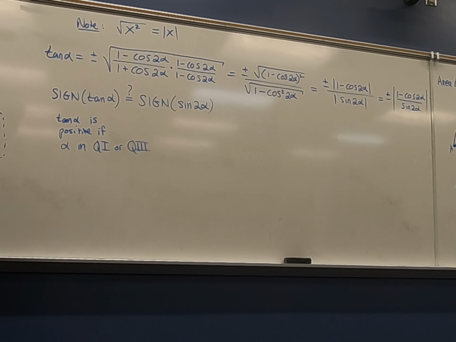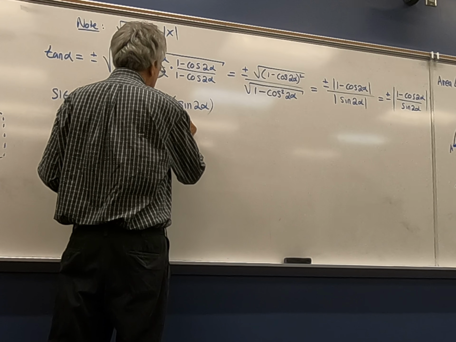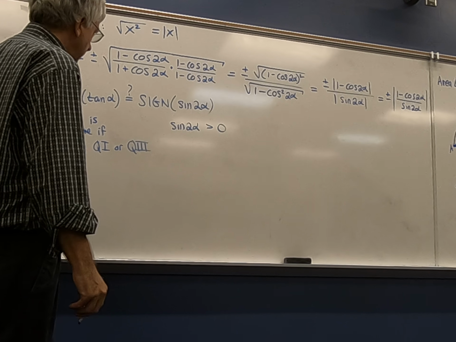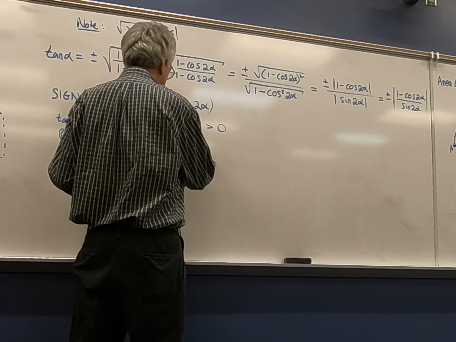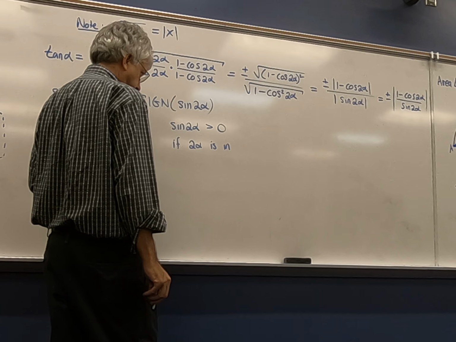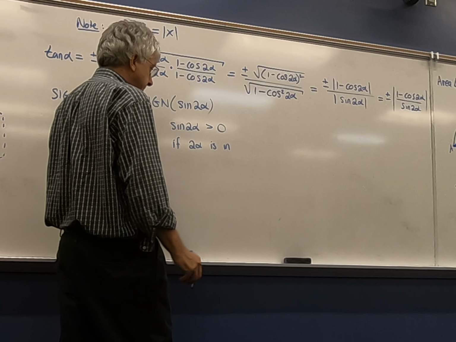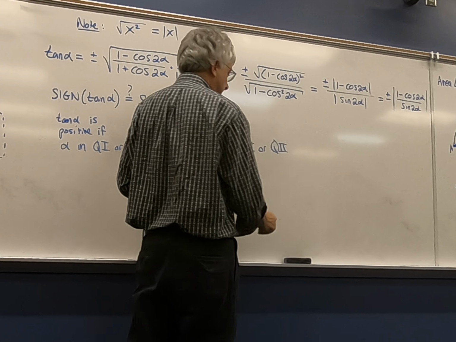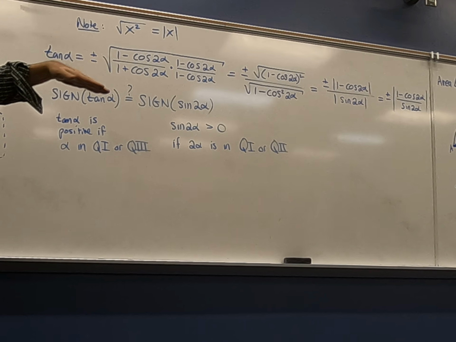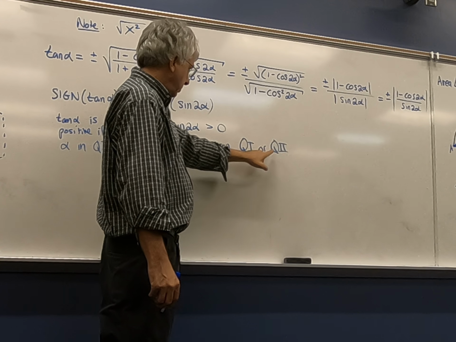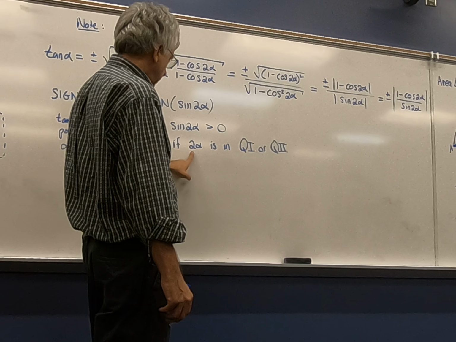So sine 2 alpha is positive. Let's write greater than 0, okay? If 2 alpha is in where? Quadrants 1 or 2? Right, where the y coordinate on the unit circle is positive. If you're in quadrants 1 or 2, that's the sign, right? So if twice alpha is in quadrants 1 or 2, what does that mean about alpha?